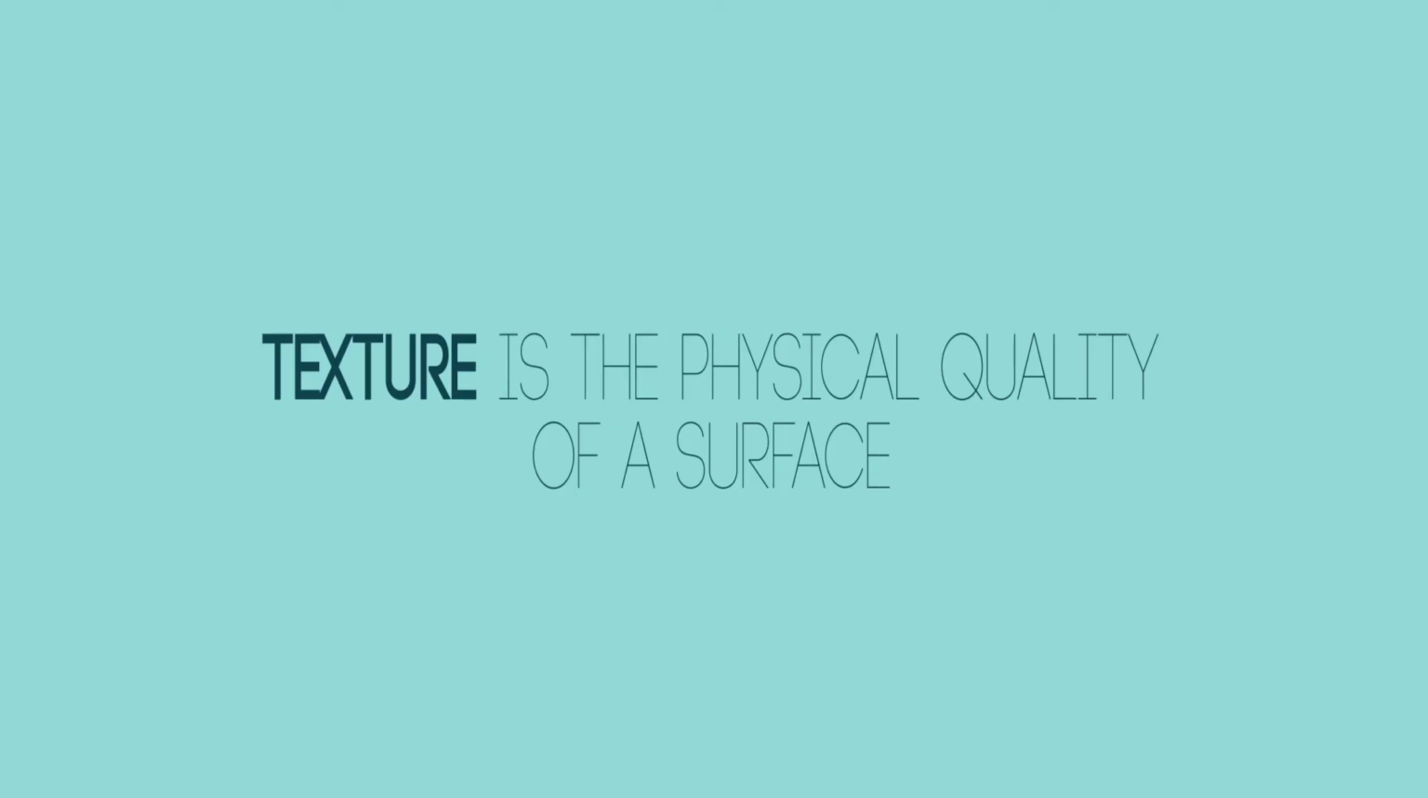Texture is the physical quality of a surface. Like form, it can be three-dimensional, something you can see and touch, or it can be implied, suggesting that it would have texture if it existed in real life. In design, texture adds depth and tactility to otherwise flat images. Objects can appear smooth, rough, hard, or soft, depending on the elements at play.